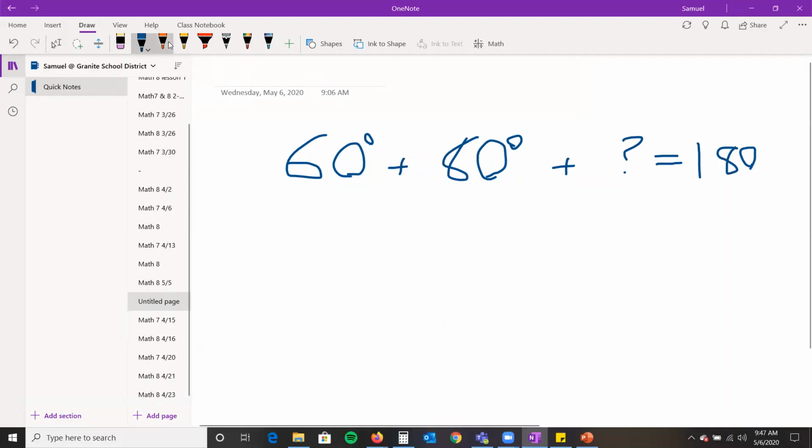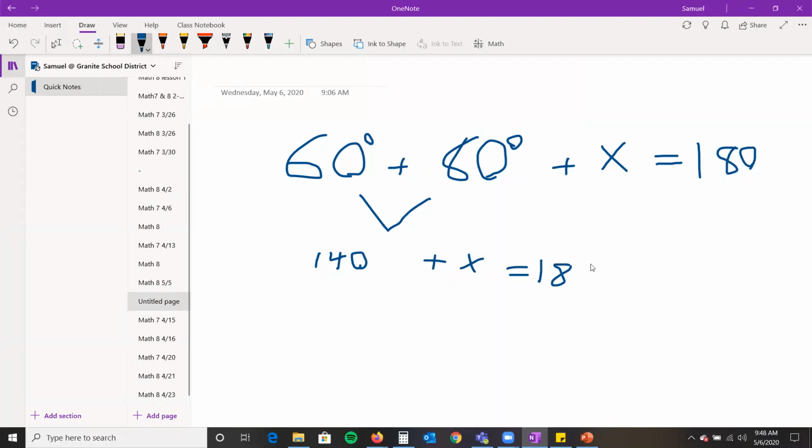If it's an easier one, let's say I know that 60 plus 80 is 140. So I know this has to be 40 to make 180, right? I could do that. If that's giving you a little bit of grief, you could solve this like an easy equation. Remember how we did solving equations at the beginning of the year? You could say 60 plus 80 is 140 degrees plus x equals 180.